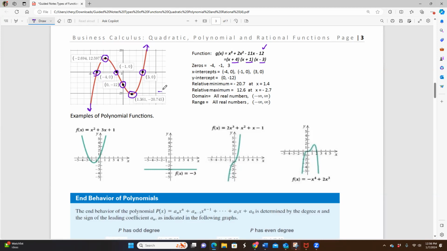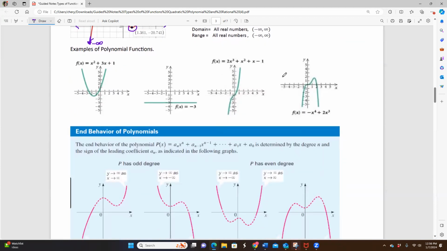Our domain is all real numbers because x keeps going to the left and to the right. And since this curve has negative values all the way to negative infinity and positive values all the way to positive infinity, its range is negative infinity to positive infinity.